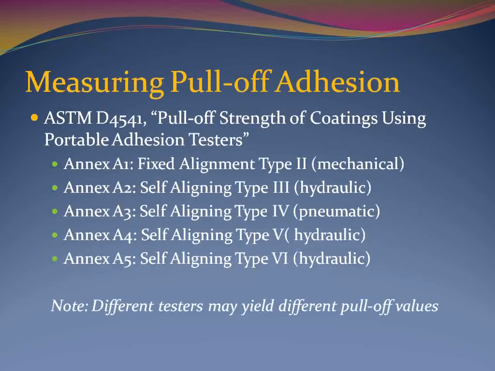ASTM D4541 describes the procedures associated with evaluating tensile or pull-off adhesion of coatings applied to metal substrates. There are 5 annexes in the standard describing the apparatus and procedures for 1 fixed alignment tester and 4 self-aligning test devices, including 3 hydraulic and 1 pneumatic tester. The standard also provides the results of an interlaboratory study performed back in 2008 that demonstrates the variability in test data generated by different test devices. It is important to determine which devices were used to perform testing prior to performing comparative pull-off adhesion values.